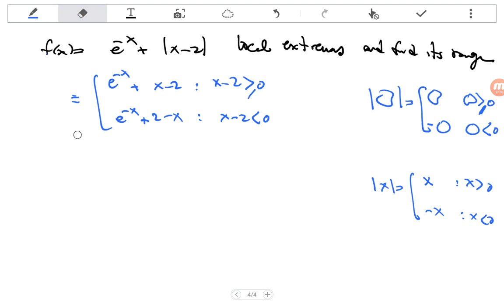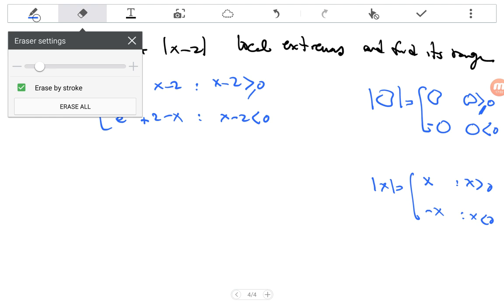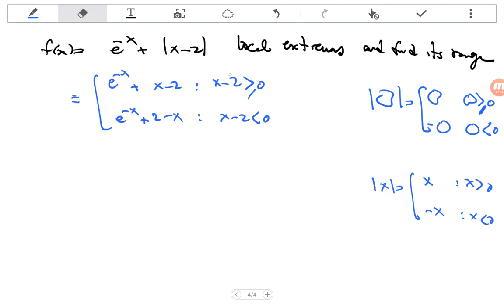That condition is better written as x greater than or equal to 2, and the other condition as x less than 2. Now this is the function re-expressed in that form.